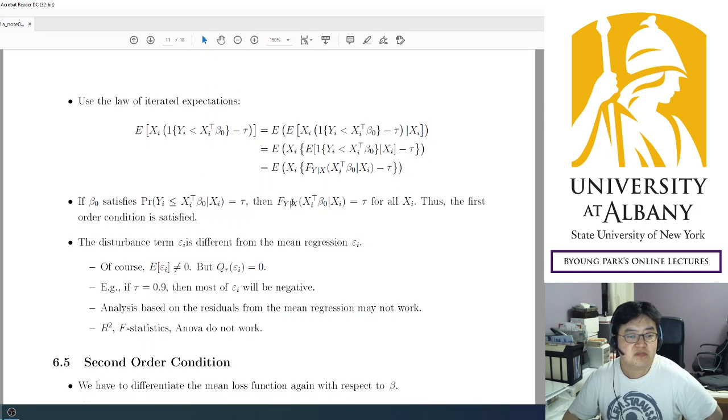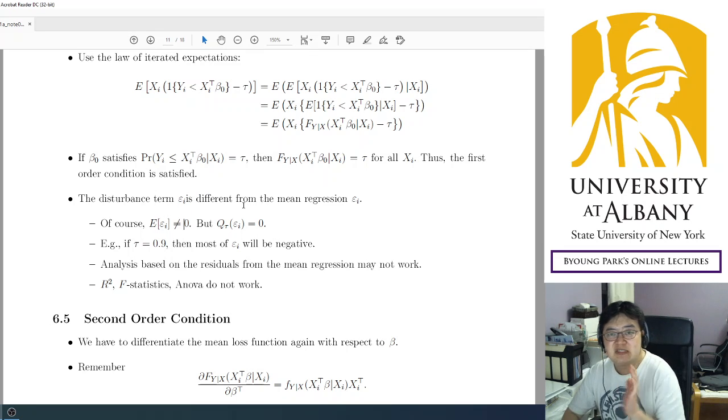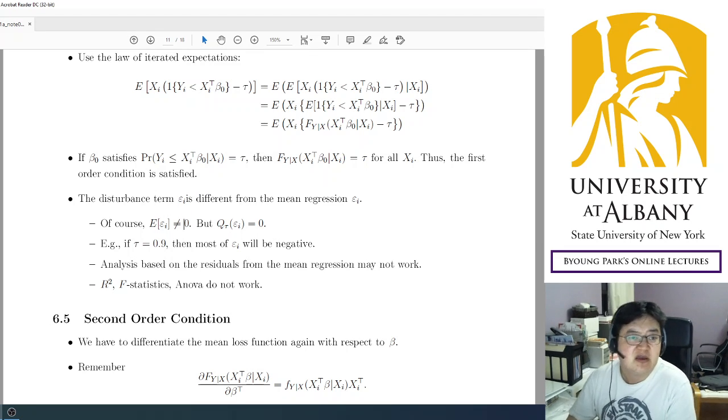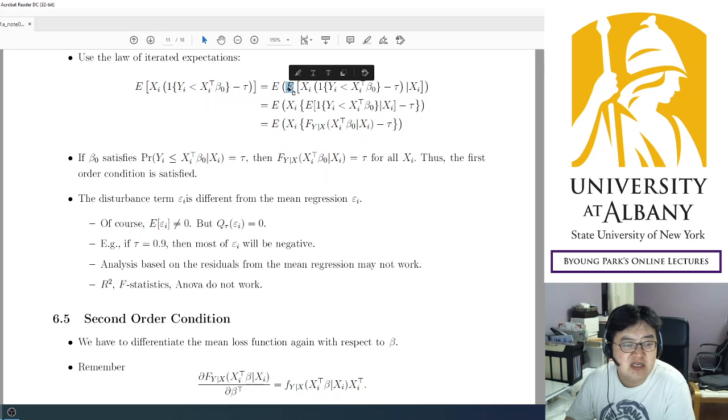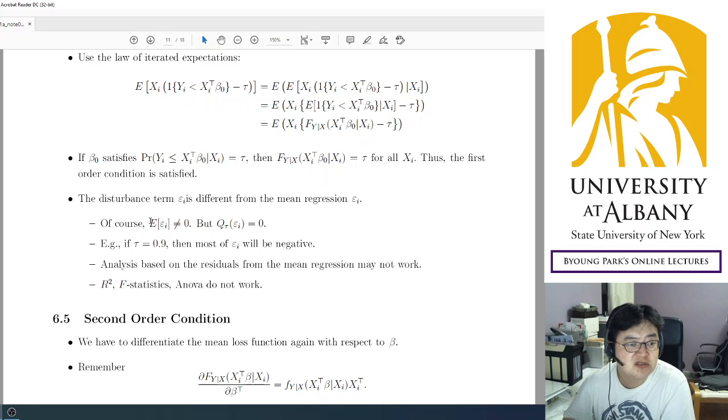Now, remember I did not use the disturbance term here. What's tricky is that even if I am using expectation here, because we are minimizing the expected quantile loss, you cannot use this because now we are using quantile regression.